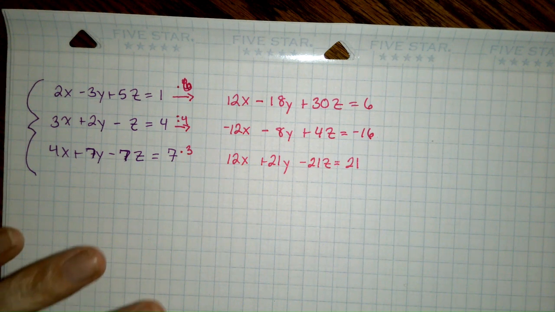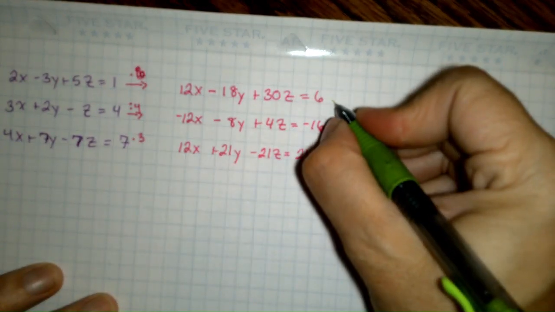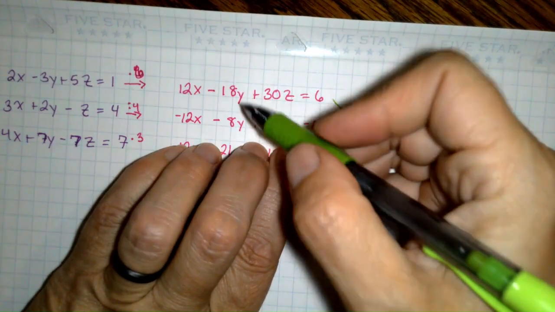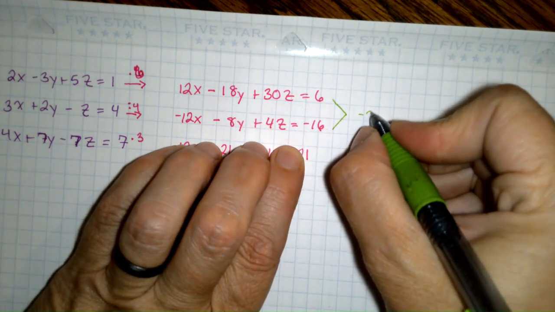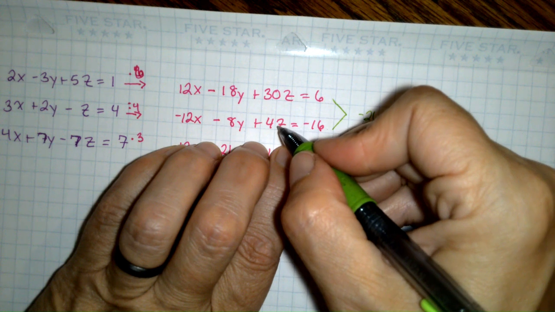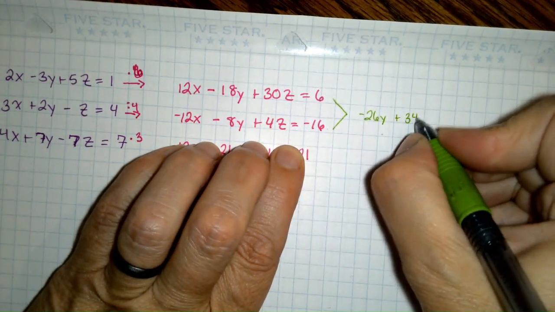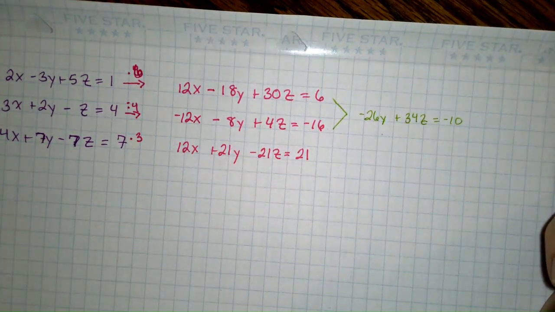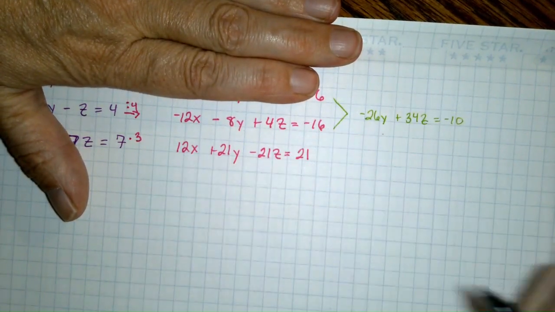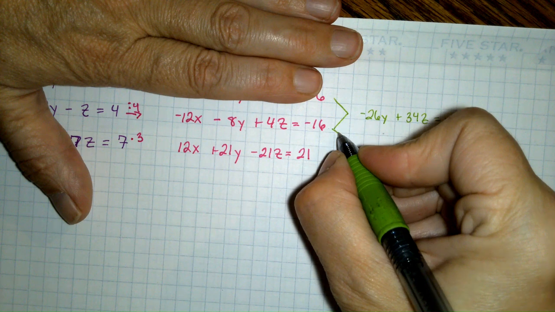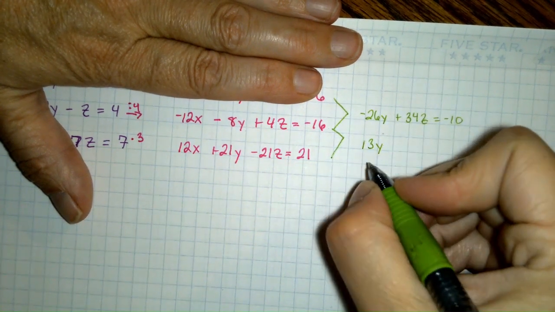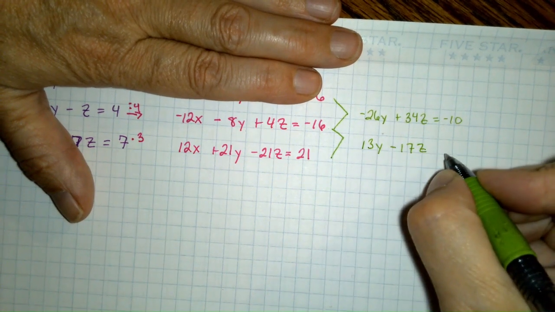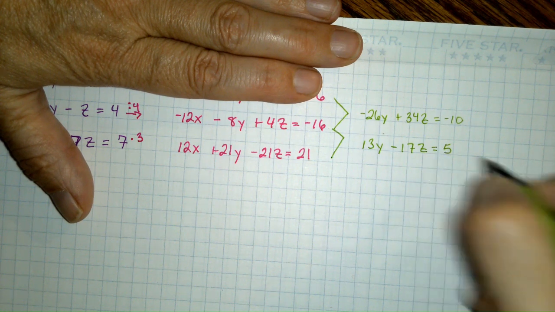Okay, so now we're going to let those games begin, and we're going to do that math madness. So 12x and negative 12x goes away. Negative 18y plus negative 8y is negative 26y. 30z plus 4z is 34z. 6 plus negative 16 is negative 10. And doing the top two, again, that x, that's our target, so it goes away. Negative 8y plus 21y is 13y. Negative 24 plus 4z is negative 17z. And 21 and negative 16 add together to make a positive 5.